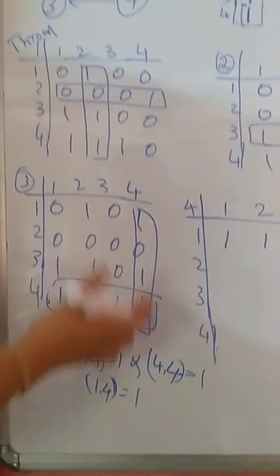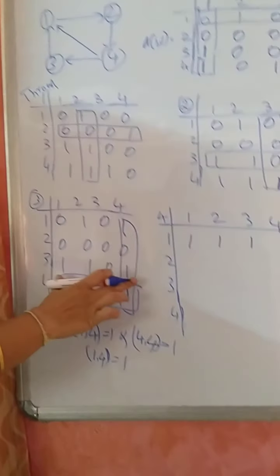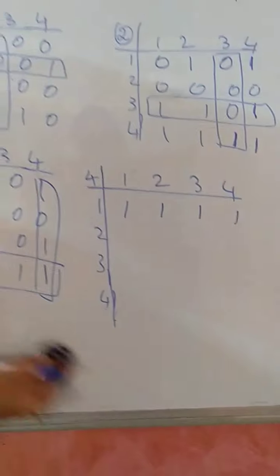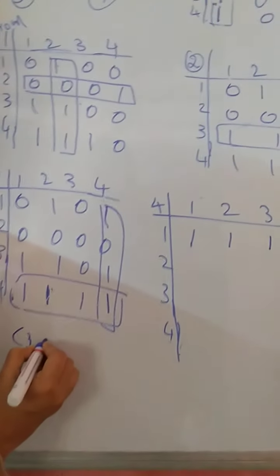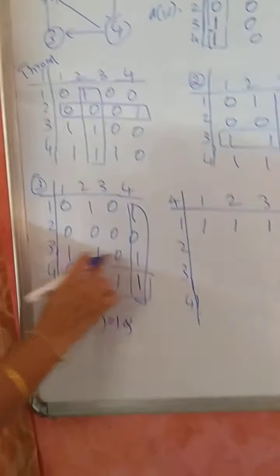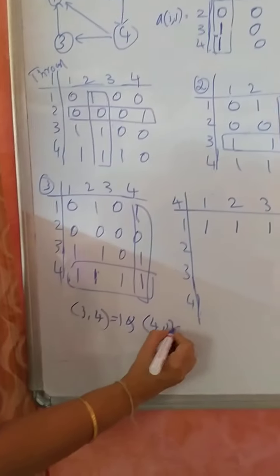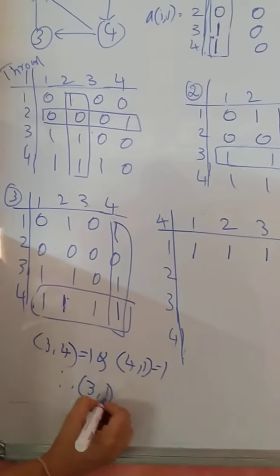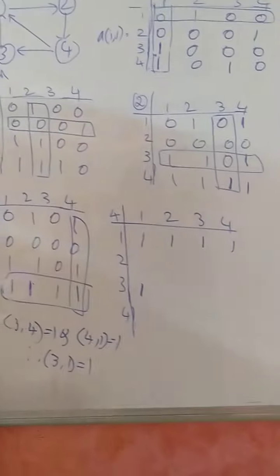Next, what is one more one in the column? The one more one in the column is this. Again, I need to repeat this with all these 4 ones. This one is 3 to 4 is equal to 1. I am repeating this with 4 to 1 is equal to 1. Therefore there will be a path from 3 to 1 equal to 1.